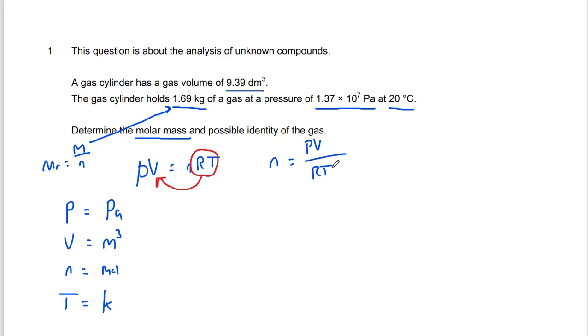over RT. So all we've got to do now is plug in the numbers and make sure that they stick to the correct units. P is first. P needs to be in pascals, and it is in pascals, so I can leave it like that: 1.37 times 10 to the 7. Now, volume needs to be in meters cubed, and I'm given a value in decimeters cubed, so we're going to have to convert it. There are 10 decimeters in a meter, so you may expect that you need to divide by 10 here.